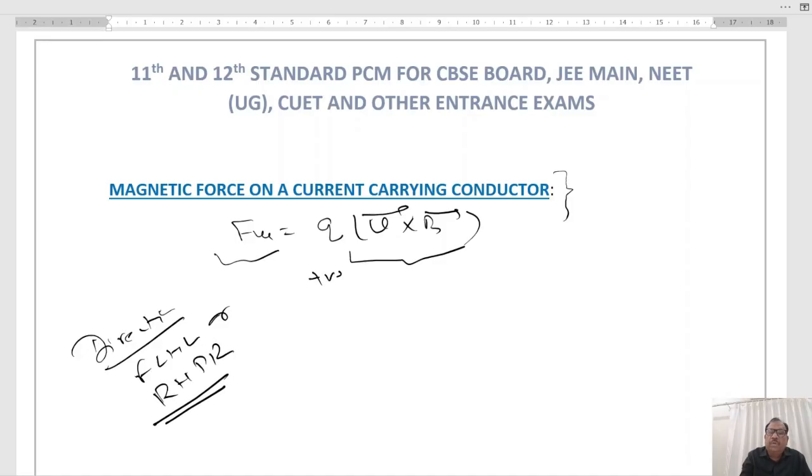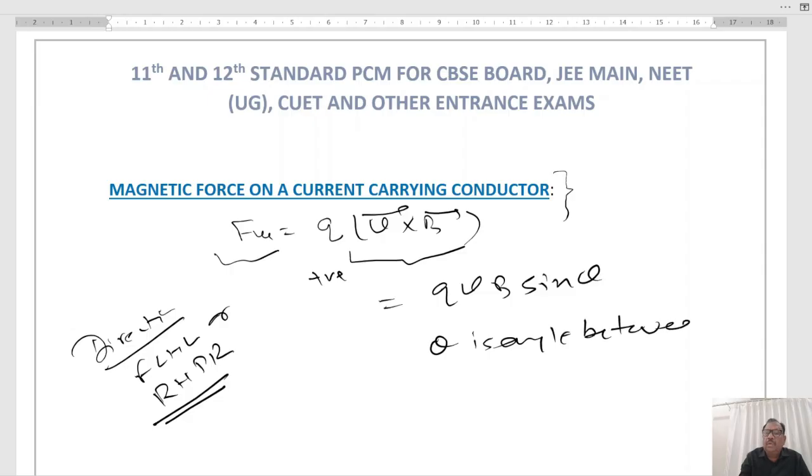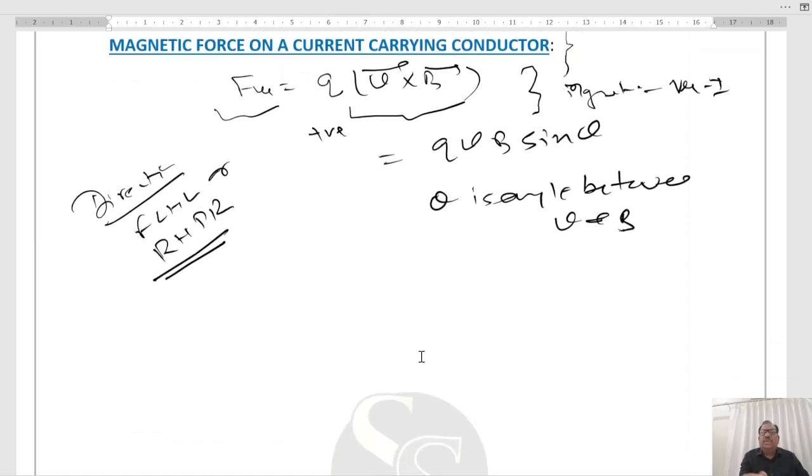This is for positive charge, and the magnitude is equal to qVB sin theta, where theta is the angle between V and B. This was discussed in magnetism, very basics 1.